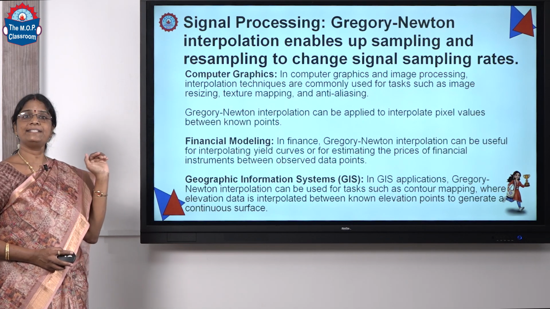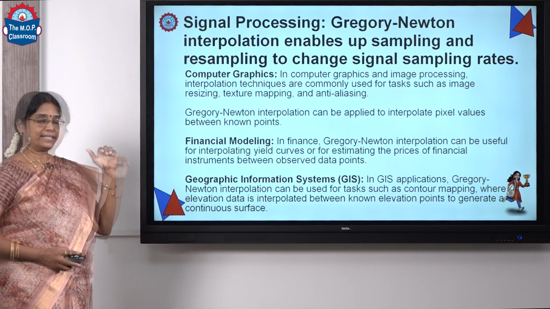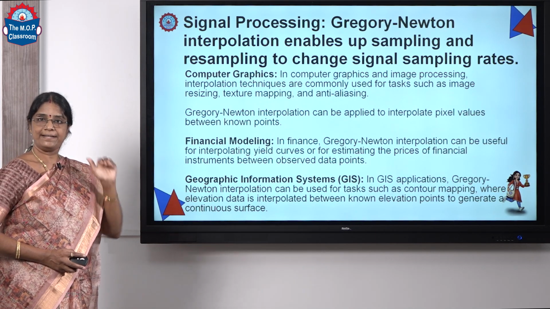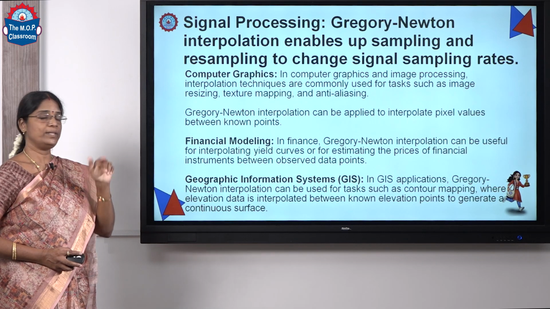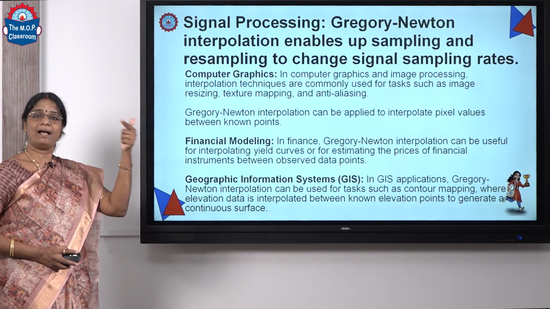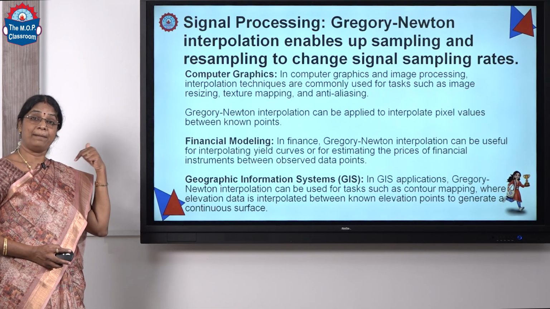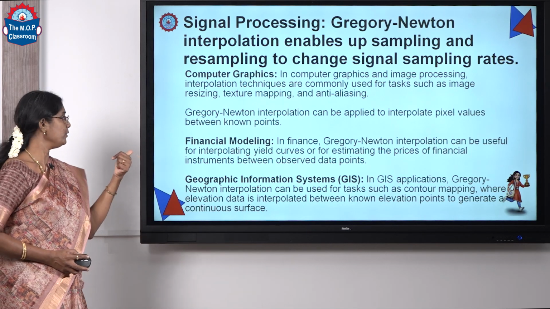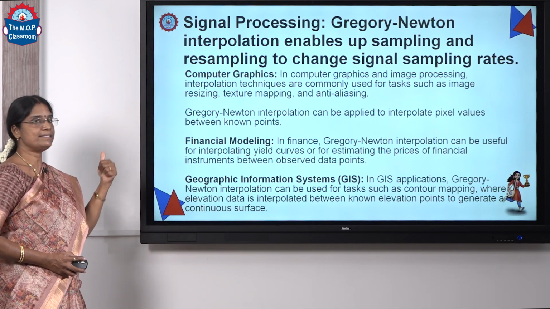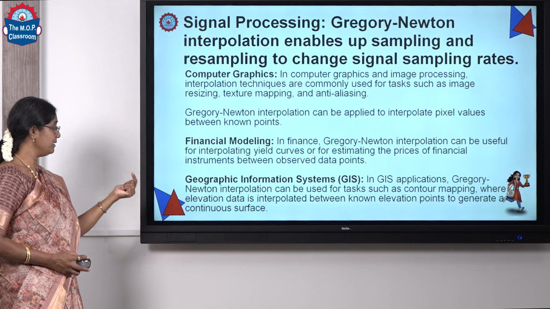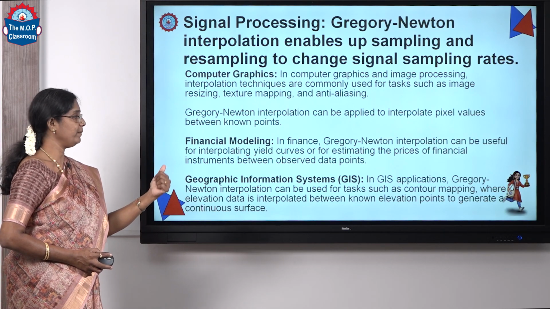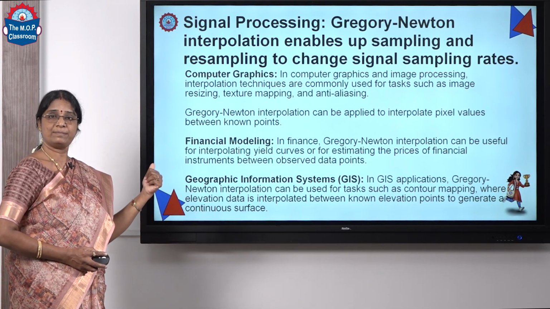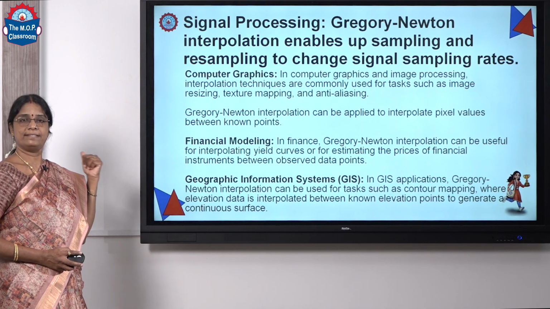And the next one is financial modeling. Any financial model wants to record the ups and downs of a market industry. Yes, they can do that, and they can predict what will happen after 10 years, or they can find what has happened in the past years. That can be done using financial modeling, and again this can be predicted using numerical methods. And the third one is your geographic information systems. Again, this GIS system works on numerical methods techniques alone.